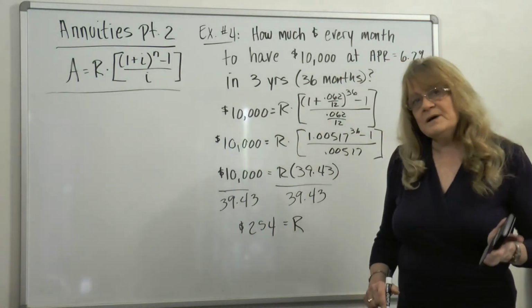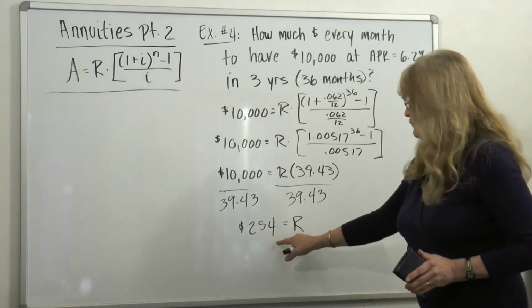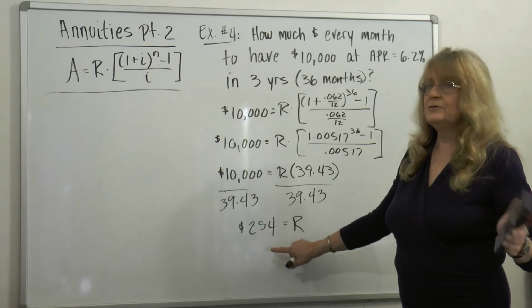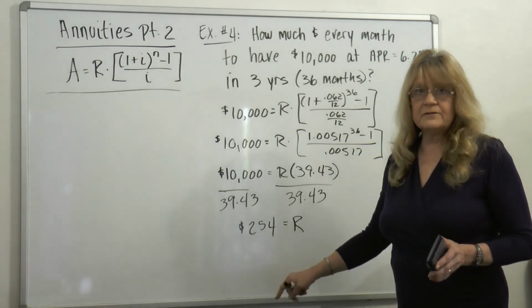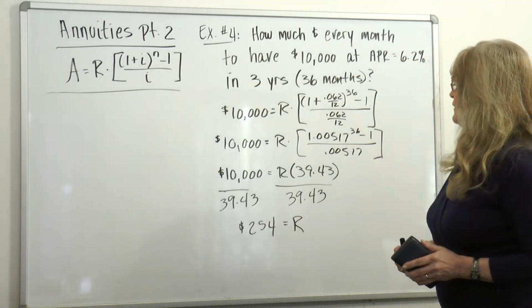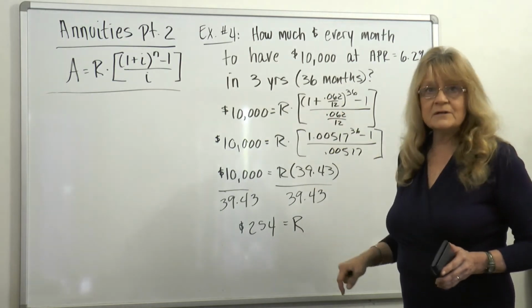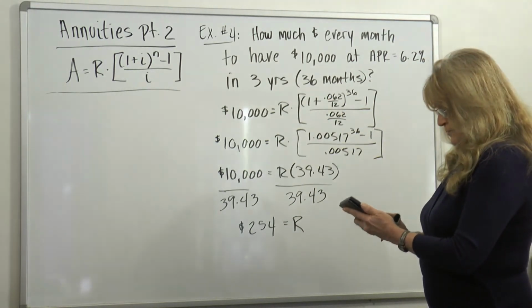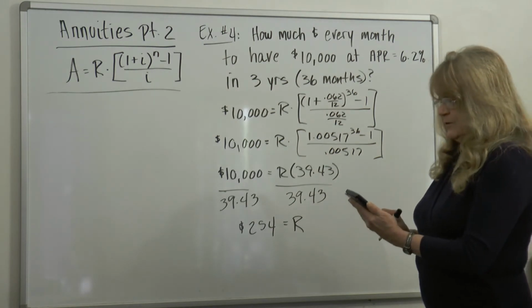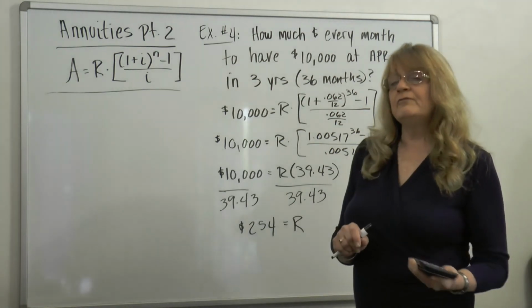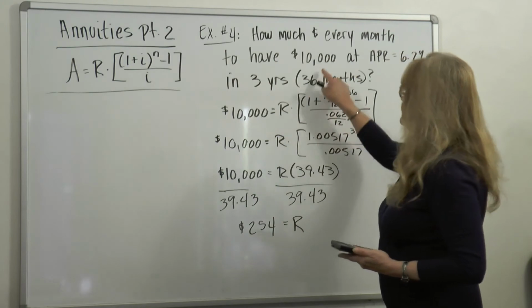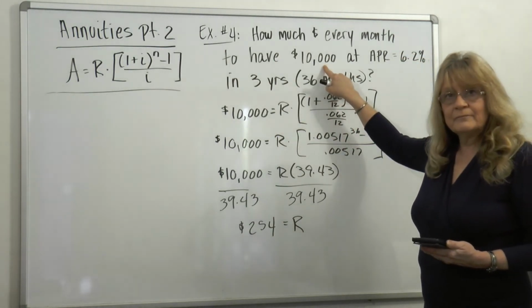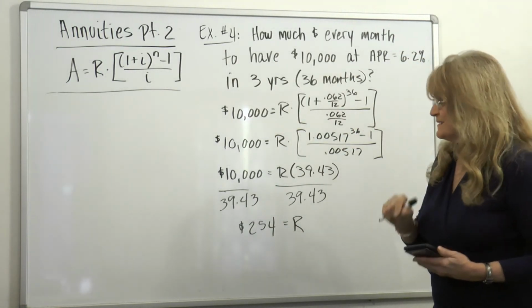To see if this makes sense, if you deposited, let's just say you took $254 every month and stuck it under your mattress for 36 months, how much would you have? So 254 times 36, you would have 9,144. You are getting interest, so it's going to be more. Hopefully that makes sense.